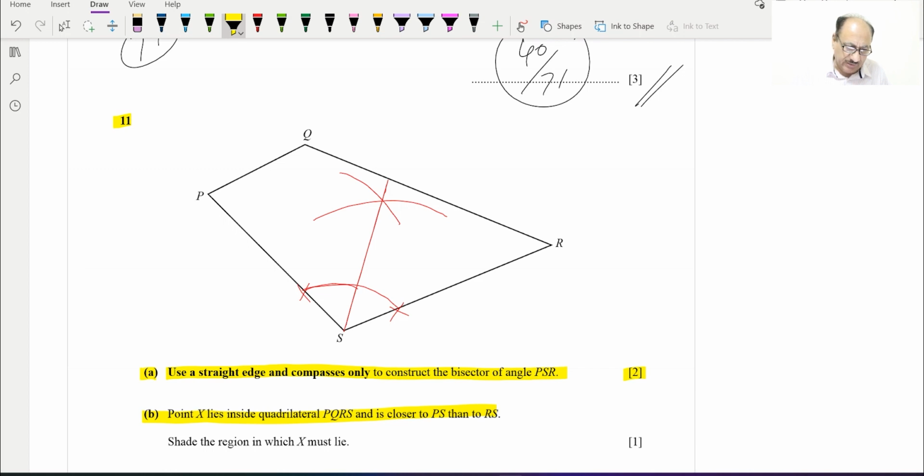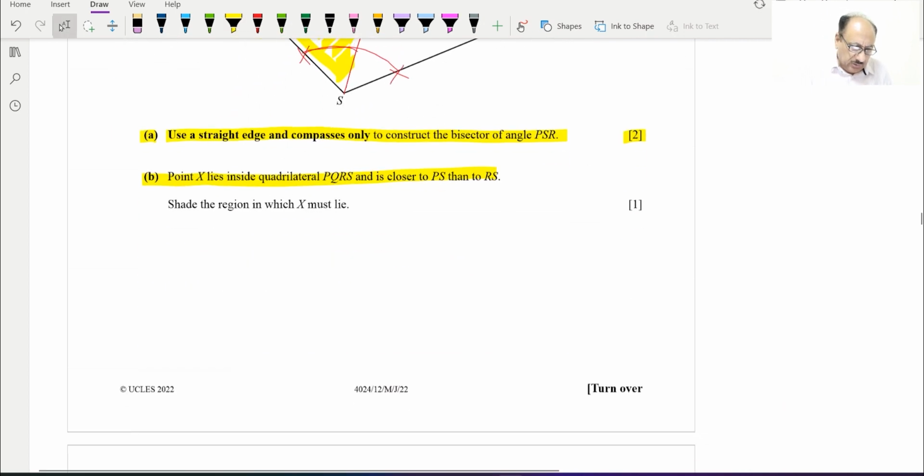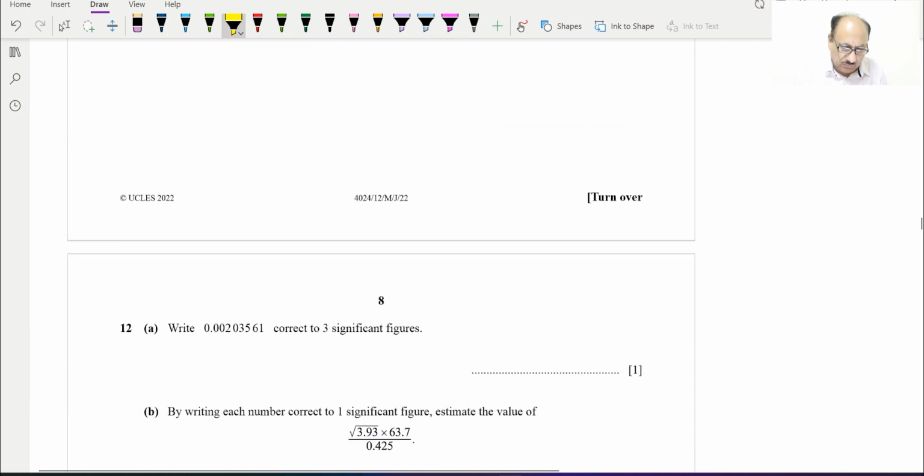And the B part says point X lies inside the quadrilateral PQRS and is closer to PS than RS. So closer to this side than this side. So this will basically be in this region. If I shade it for you, it will be in this region. Hopefully you understood this. This will be the region in which it will be. Shade the region in which X must lie. So we are done. This is also a 1-mark question.